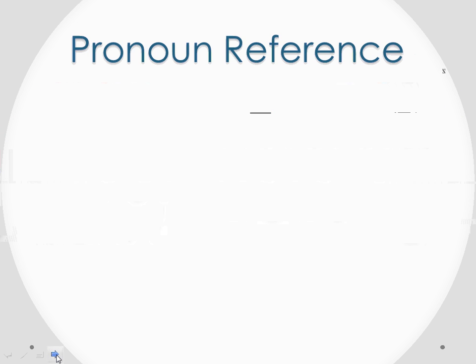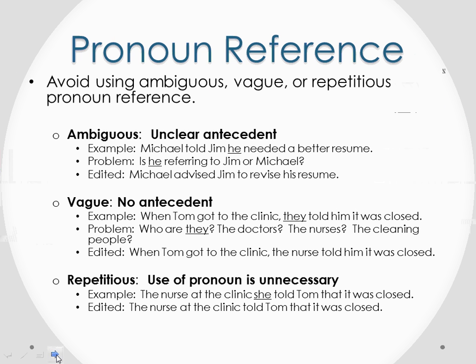Now, the last thing I want to look at today are pronoun references. We want to make sure that we're not using ambiguous, vague, or repetitious pronouns, okay? So when I say something is ambiguous, what I mean is that the antecedent is unclear. So if I look at the example, Michael told Jim he needed a better resume. In this particular sentence, there are two possible antecedents. Is he referring to Jim or Michael?